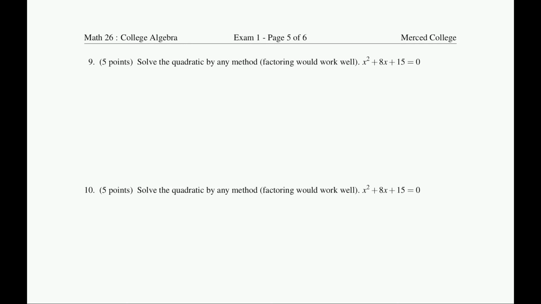So now we're getting into solving quadratics. Now, notice that on all of these, I suggest a method like factoring, but I don't require you to factor. So if you're really good at the quadratic formula, feel free to use that on every problem if you want. I'll just use the method that I recommend. So let's go ahead and get started.